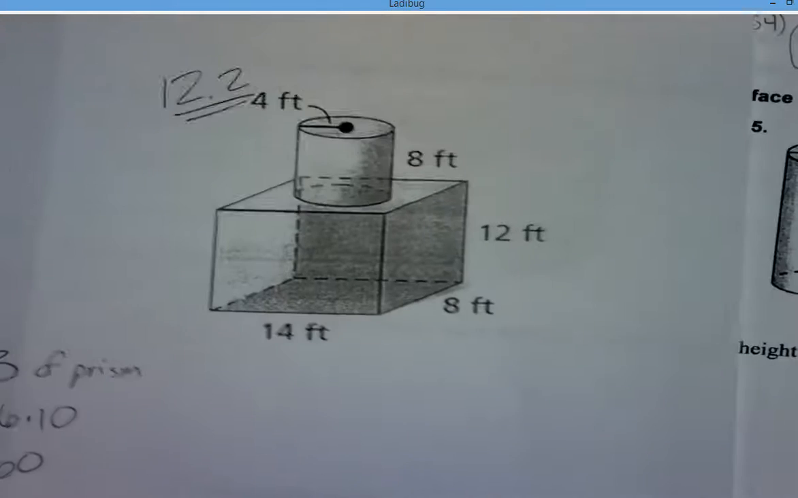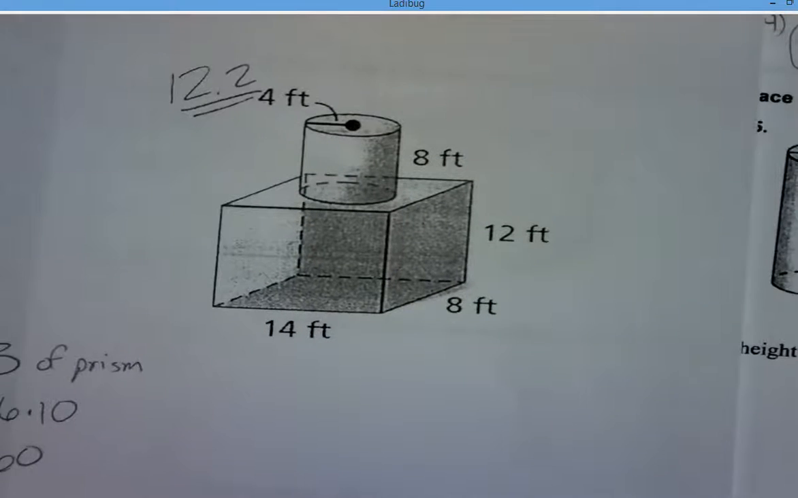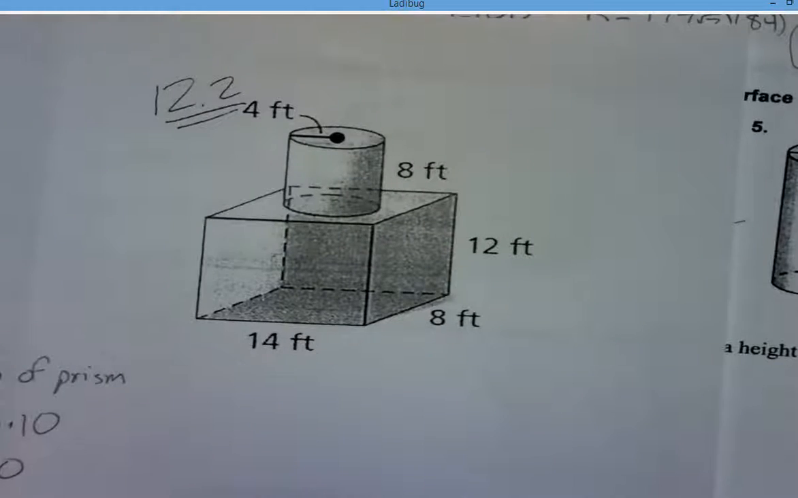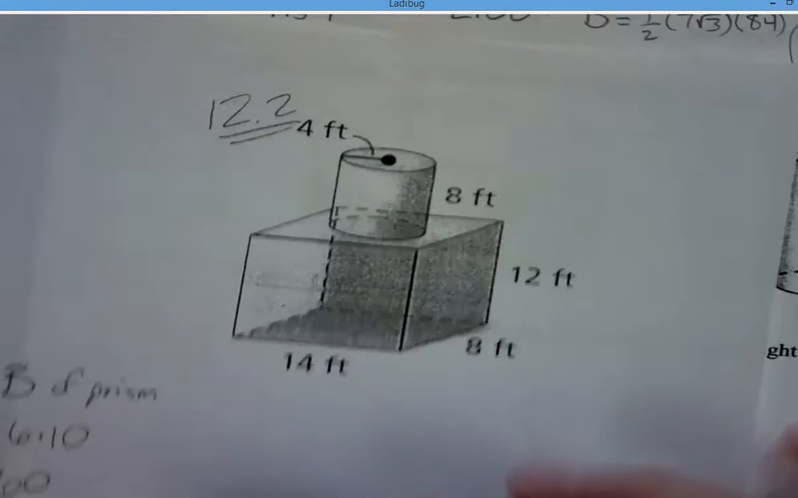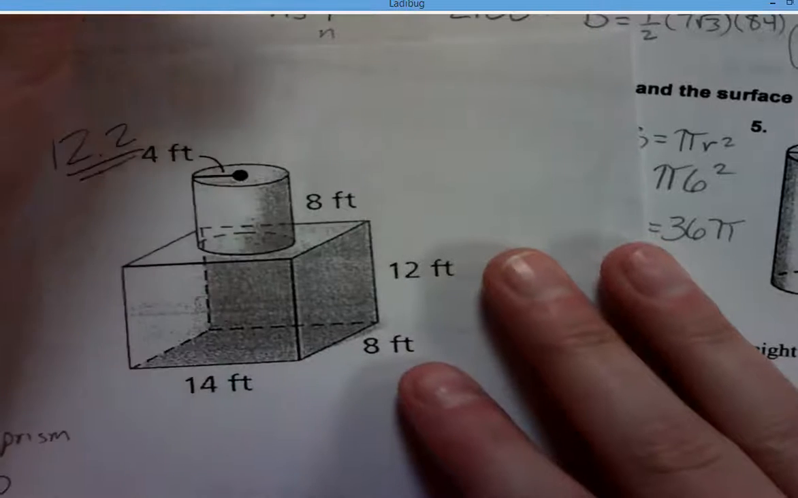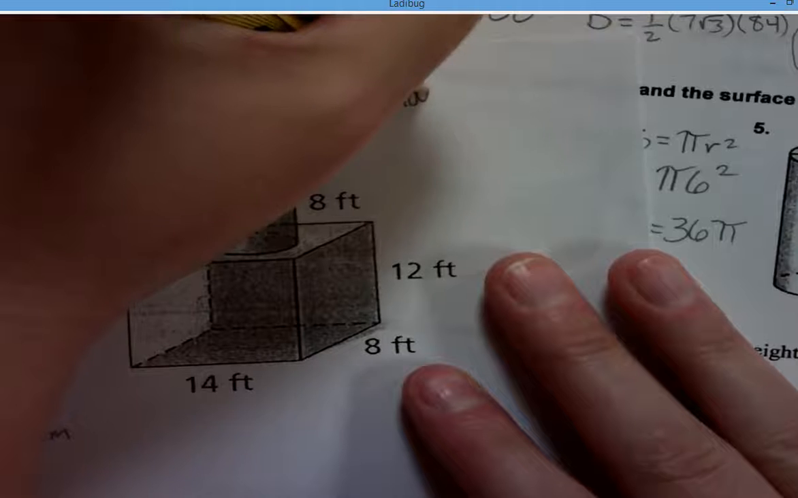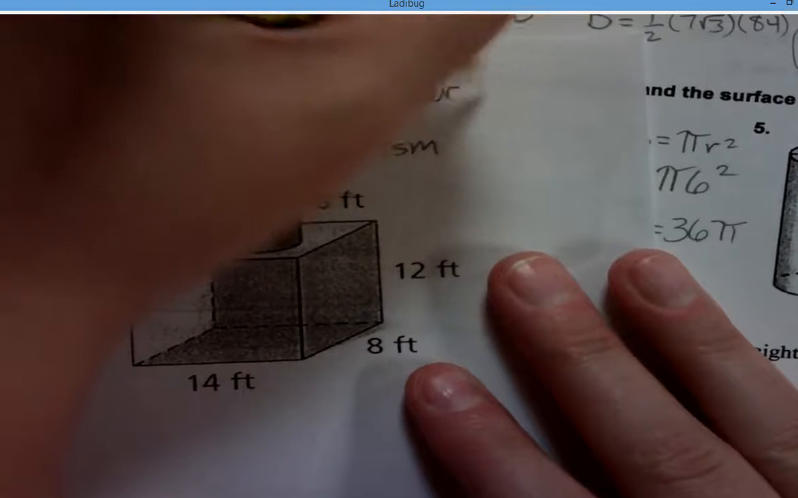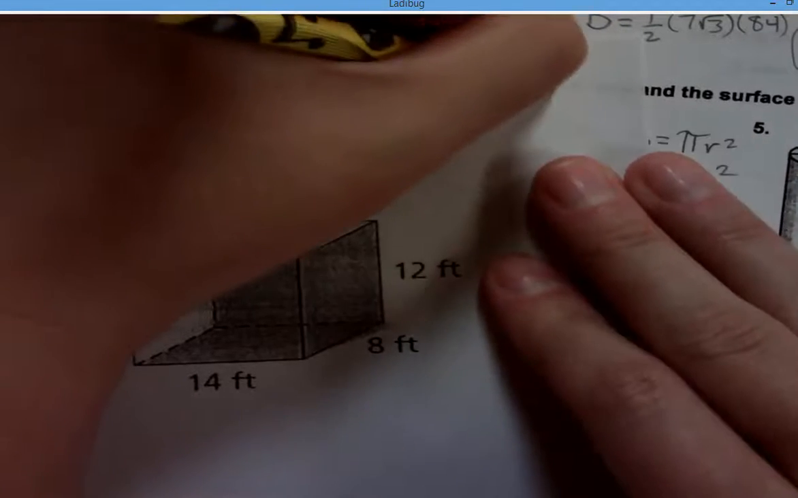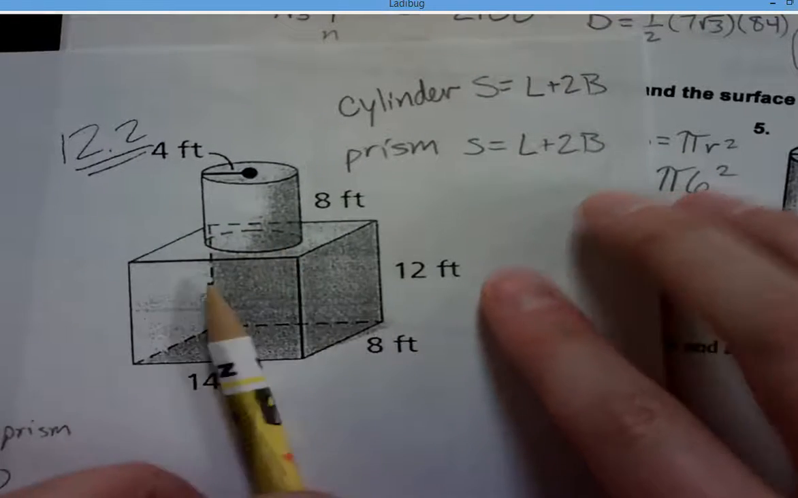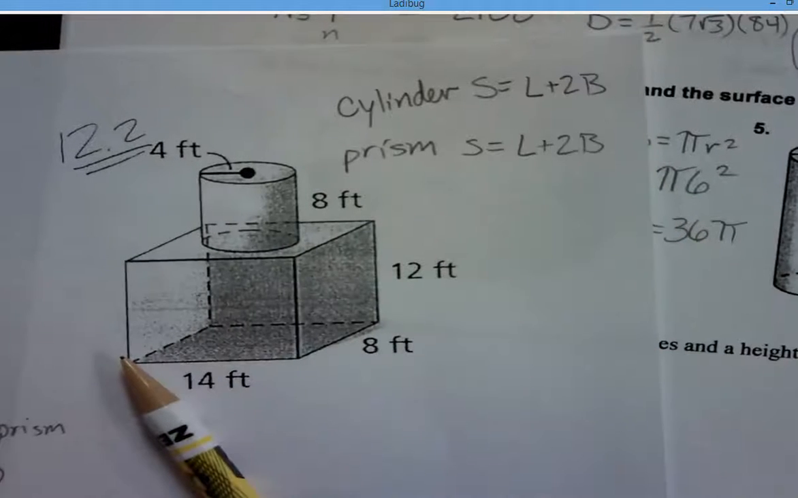12.2, the last question. This we're going to have to use our brains a little bit. This one is easy, but let's think about it first, real quick. What two shapes do we have? Say them out loud. Cylinder and a prism. Okay, so the total surface area for both of these is L plus 2B. So we've got to figure out which of those things are not showing. Because if we just take both of the total surface areas and add them together, we would not be correct, because some of their surface is being covered up.